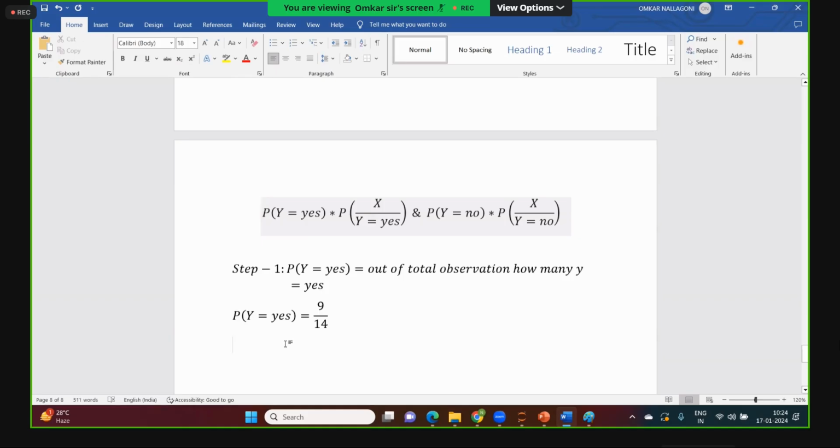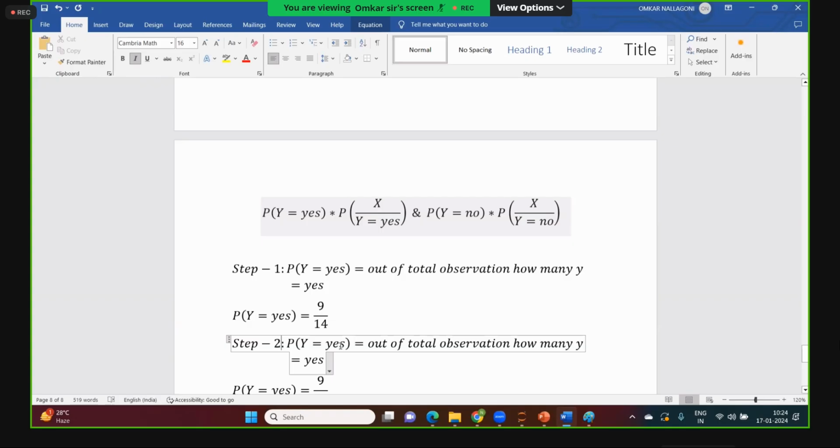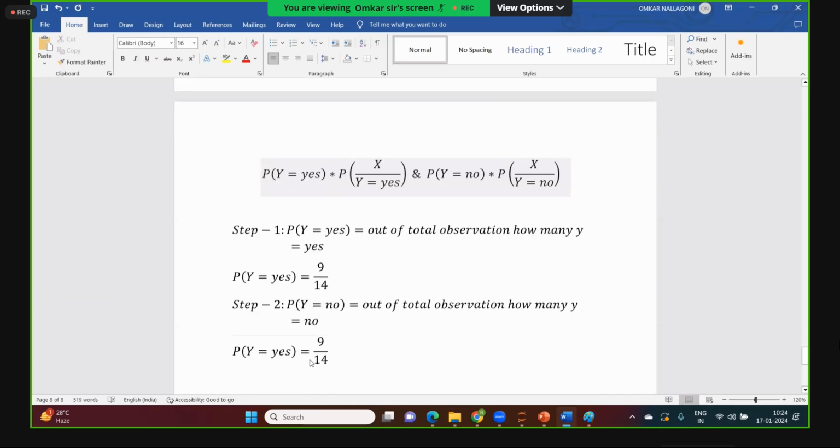Next, step 2 is the no case. P of Y equal to no. Out of total observations, how many are Y equal to no? 5. 9 already gone, right? So that is equal to 5 by 14. So 2 are done.